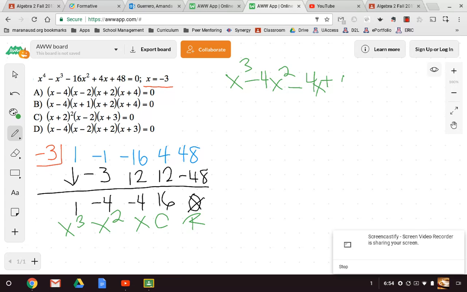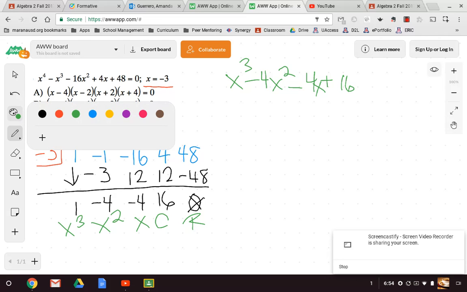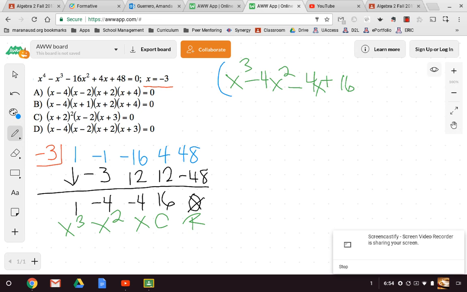minus 4x plus 16. And now I need to factor that to find my remaining factors, because I want to find all of my groups here. So to do that, since there are 4 terms, I'm going to group the first 2 and group the second 2. Remember to follow the factoring chart, the big yellow factoring chart on the wall. And I'm going to take out from an x cubed and a -4x squared, x squared. Since I had x cubed, if I take 2 of them out, I still have an x left. And then I took all the x's out of the second term, so I just have the -4.